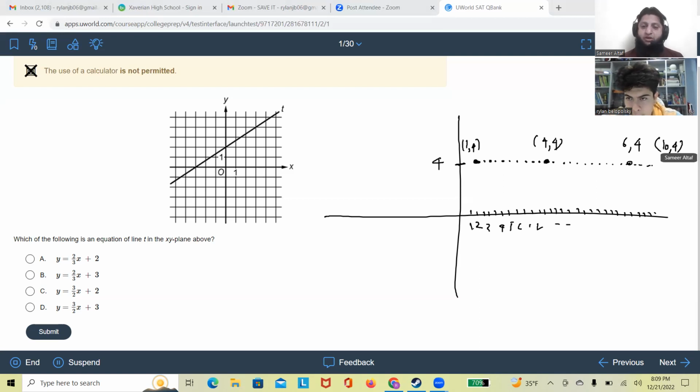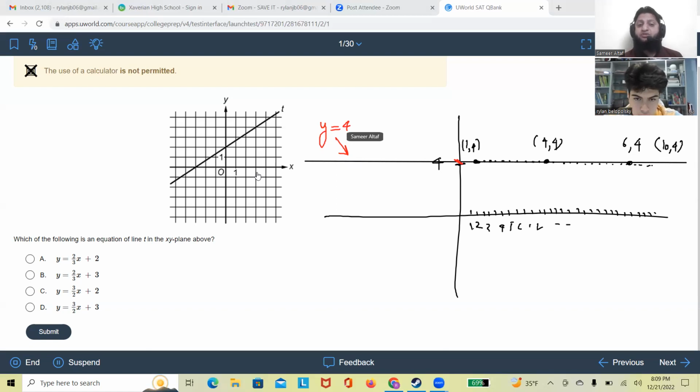So what is common in all these points? The y stays the same. Meanwhile, the x keeps on changing. Exactly, the y stays the same. And what is that y? 4. So this line, which is a horizontal line crossing the y-axis at 4, having all the points with y value 4, we say that this line has an address of y equals 4. This is the equation of this line.